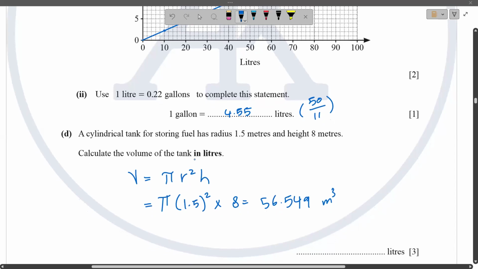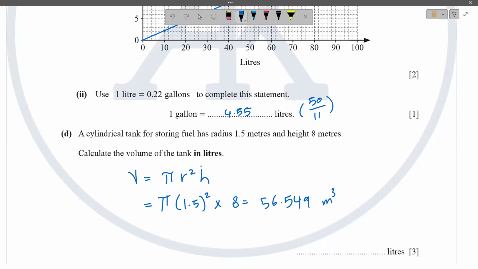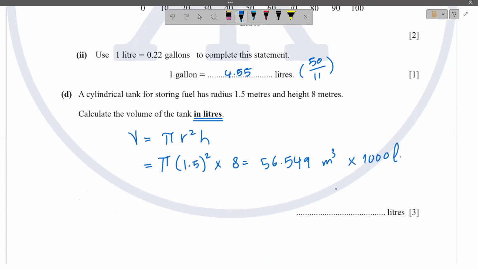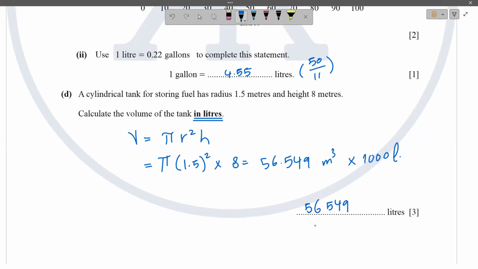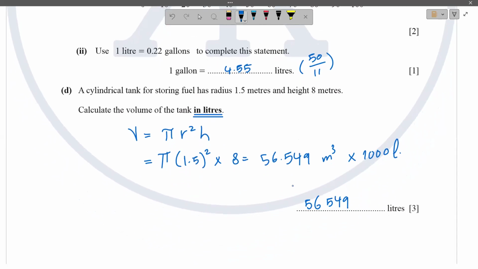So as the answer here is in liters, we need to change from meter cube to liters, which is multiplying by 1000. Okay, so it will be 56549 liters.